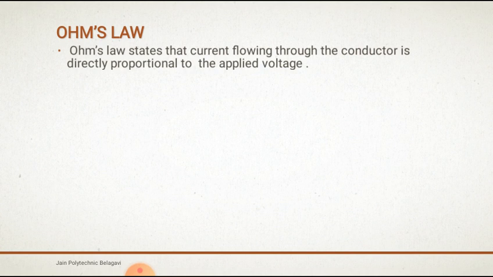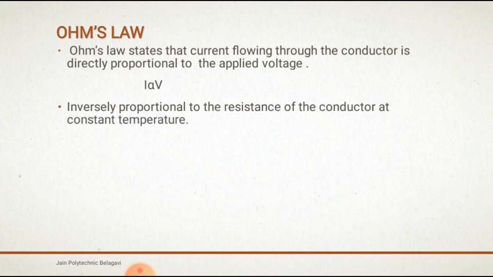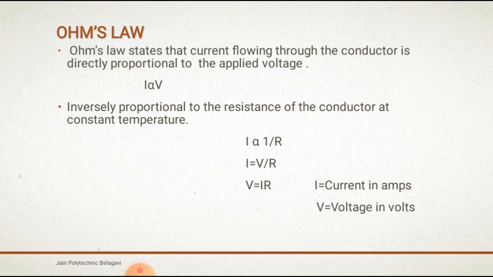Ohm's law. Ohm's law states that the current flowing through the conductor is directly proportional to the applied voltage, that is I is directly proportional to V, and inversely proportional to the resistance of the conductor at constant temperature, that is I is proportional to 1 by R. That is I is equal to V by R, V is equal to IR. Here I is current in ampere, V is voltage in volts, R is resistance in ohm.